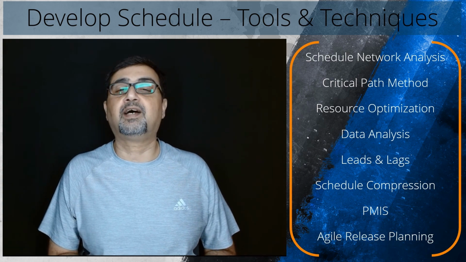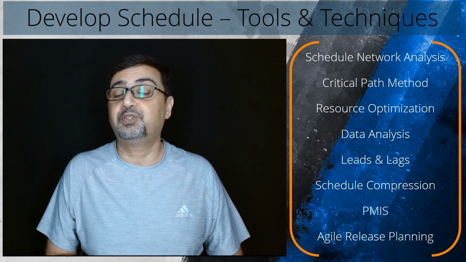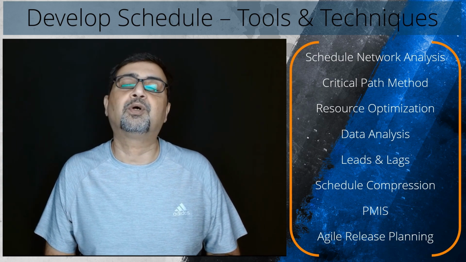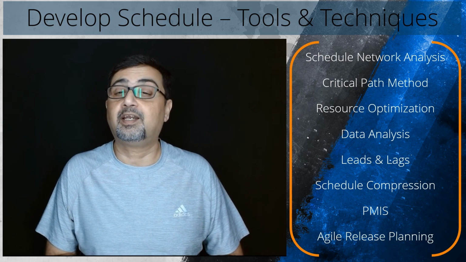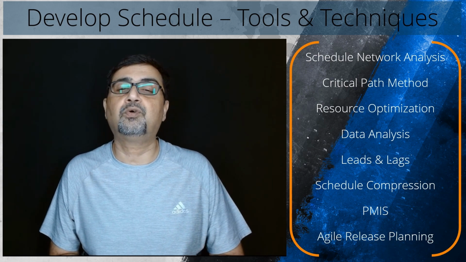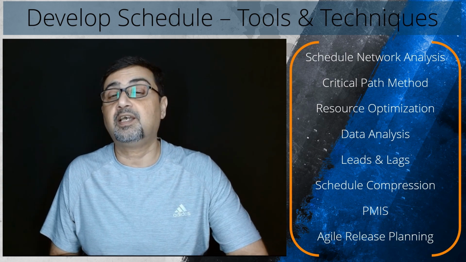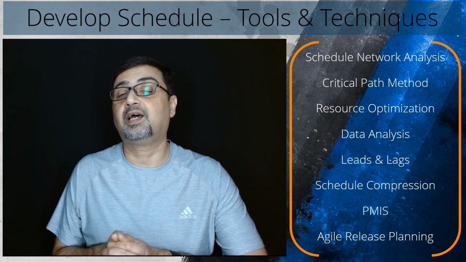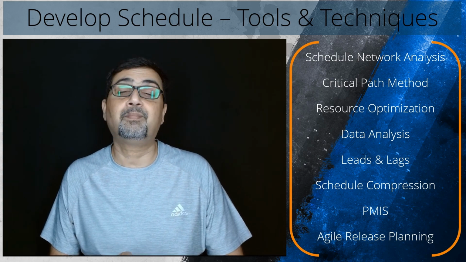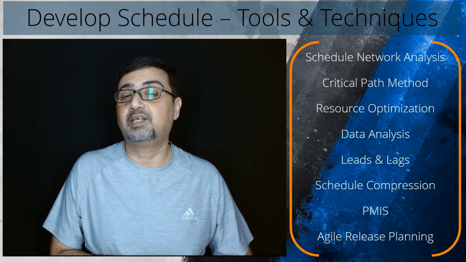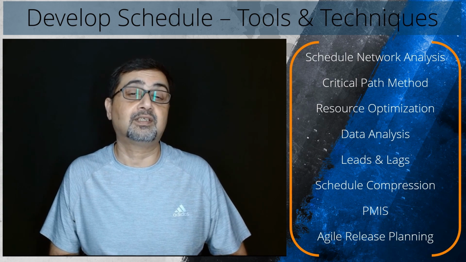Both crashing and fast tracking are used when there is a need to expedite project completion. However, it is important to assess the potential risks, additional costs, and impacts on the overall project before implementing these techniques. Project managers must carefully evaluate the trade-offs and consider the feasibility of resource availability, dependencies, and quality implications when deciding to crash or fast-track activities in the schedule.